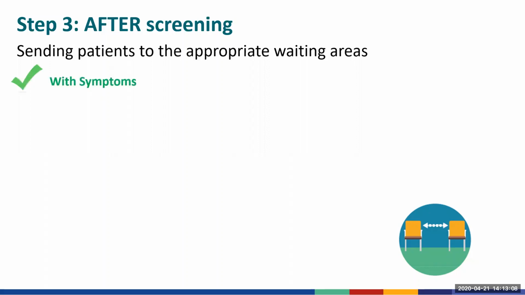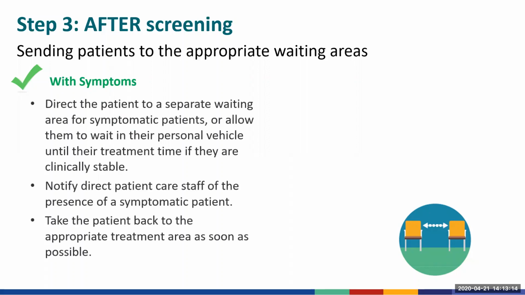Patients with symptoms should be directed to a separate waiting area for symptomatic patients, at least 6 feet away from the area for patients without symptoms, or be allowed to wait in their personal vehicle until their treatment time if clinically stable. Within the waiting area, patients should be separated by at least 6 feet. Notify direct patient care staff of the presence of a symptomatic patient and take the patient back to the appropriate treatment area as soon as possible.